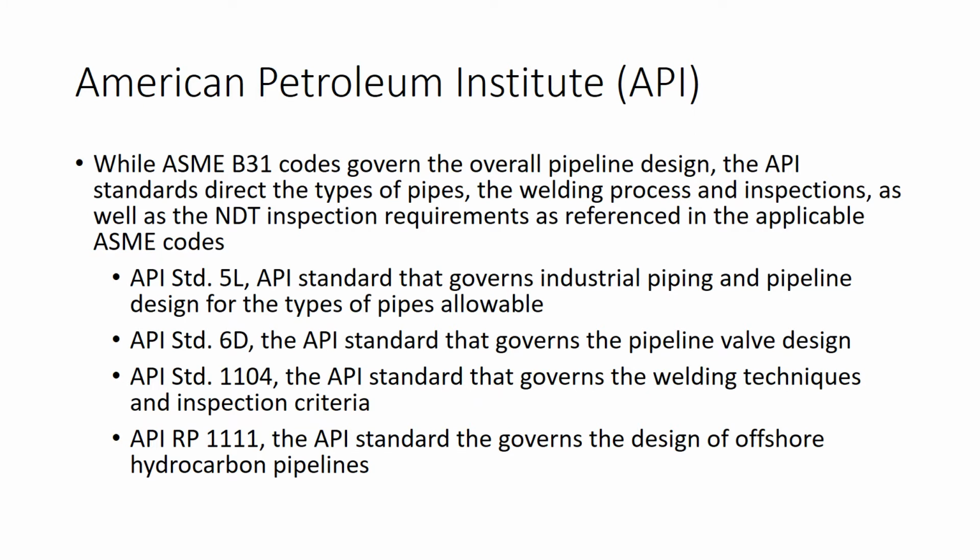While ASME B31 codes govern the overall pipeline design, the API standards direct the types of pipes, the welding process and inspections, as well as the NDT inspection requirements as referenced in the applicable ASME codes. API standard 5L governs the types of pipes allowable. API standard 6D governs the pipeline valve design. API standard 1104 governs the welding techniques and inspection criteria, and API RP 1111 governs the design of offshore hydrocarbon pipelines.